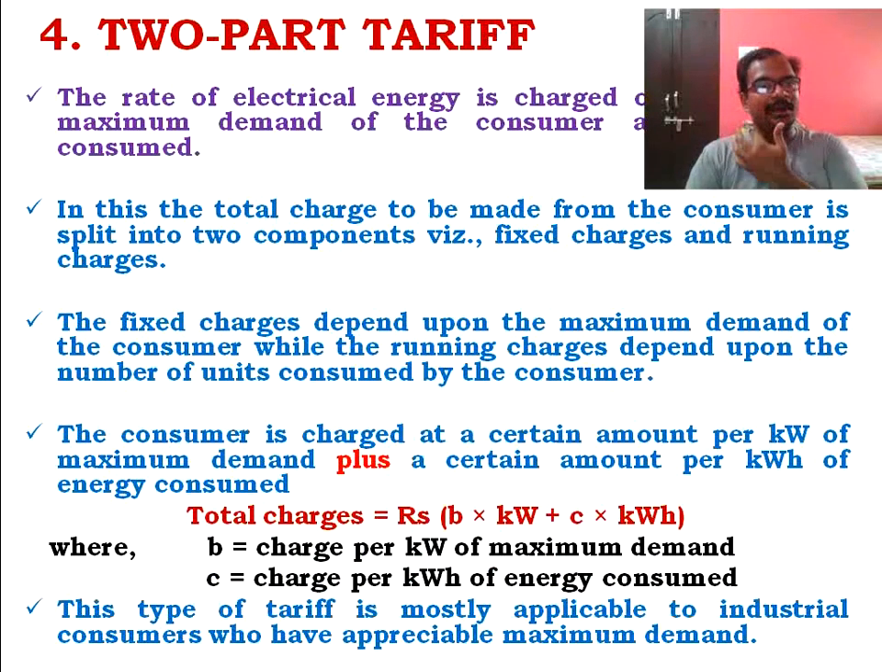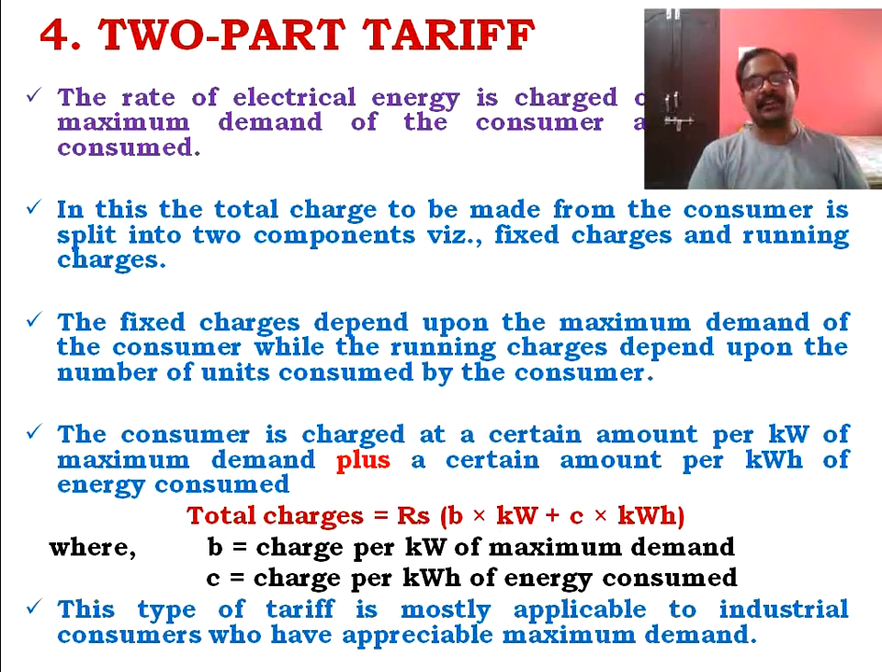The fourth one is a two-part tariff. Here the total charges are divided into two types. One is fixed charges, another one is running charges. Fixed charges are based upon the kVA, kilowatt of maximum demand, whereas the running charges are based upon the number of units consumed by the consumer. Total charges is nothing but B into kilowatt plus C into kilowatt hour. What is that B? B is nothing but the cost per kilowatt of maximum demand, and C is nothing but cost per kilowatt hour of energy consumed.